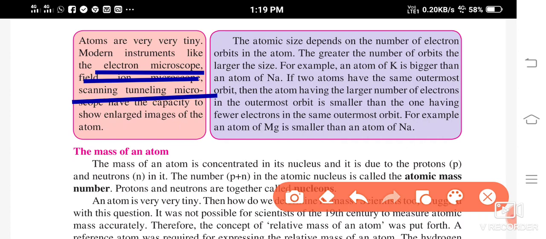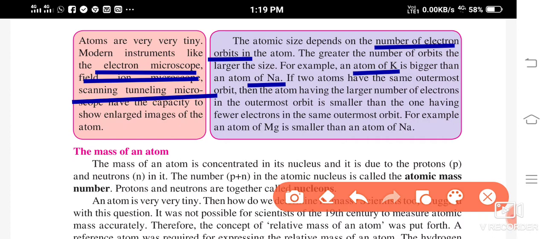Now see, the atomic size is going to depend on the number of orbits, how many are there. So if the number of orbits is more, the size will be larger. For example, see, an atom of potassium. The atom of potassium is bigger than sodium, because it has more orbits than sodium. So the size of the atom of potassium is going to be bigger than the atom of sodium.